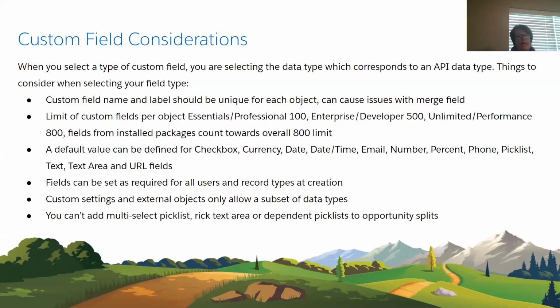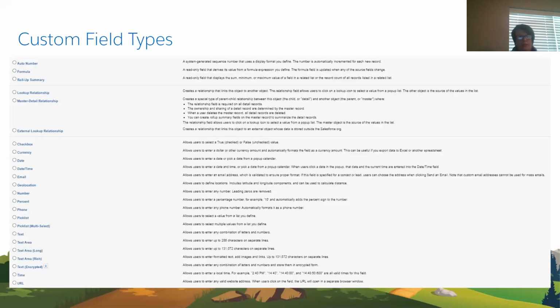And you can't add multi-select pick list. That should be rich text area or dependent pick list to opportunity splits. So here's the fun page that I'm sure we've all seen a million times, but it's funny, I hadn't really remembered why it's organized the way it's organized.